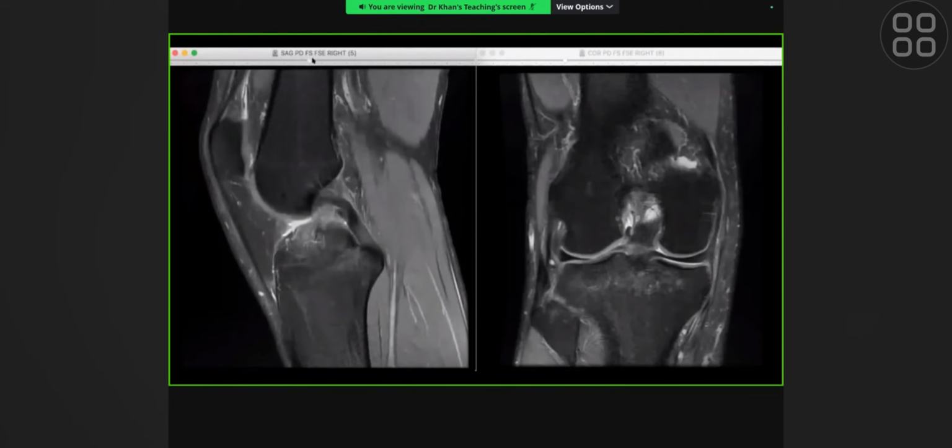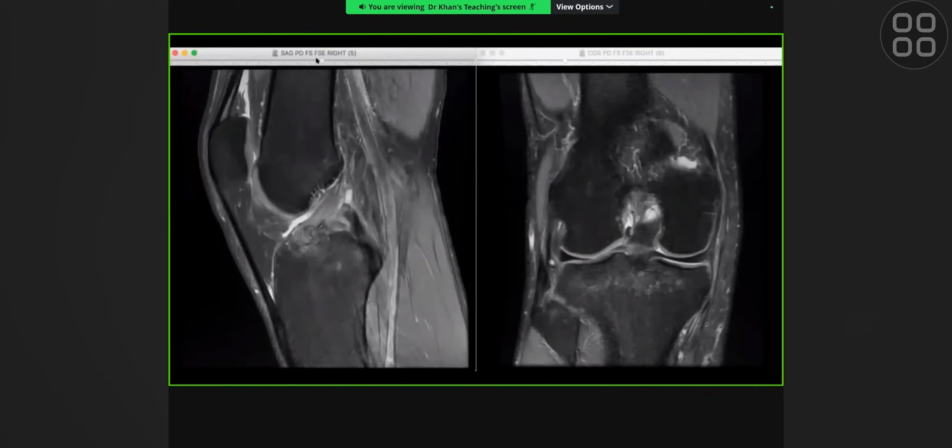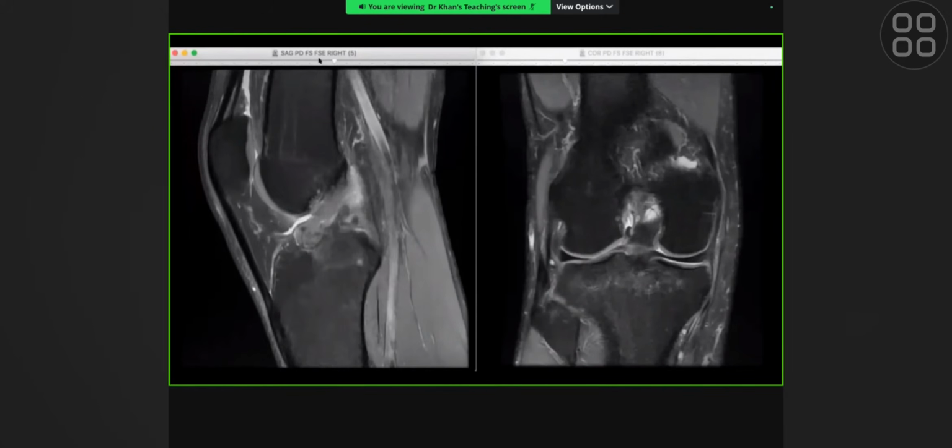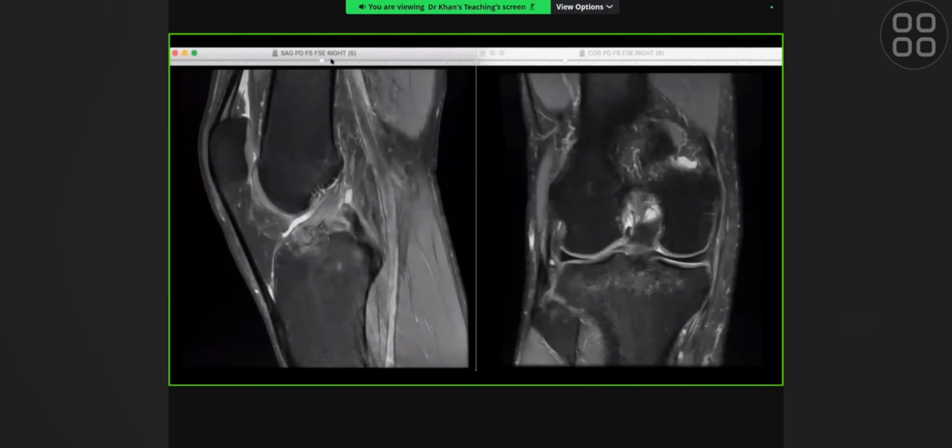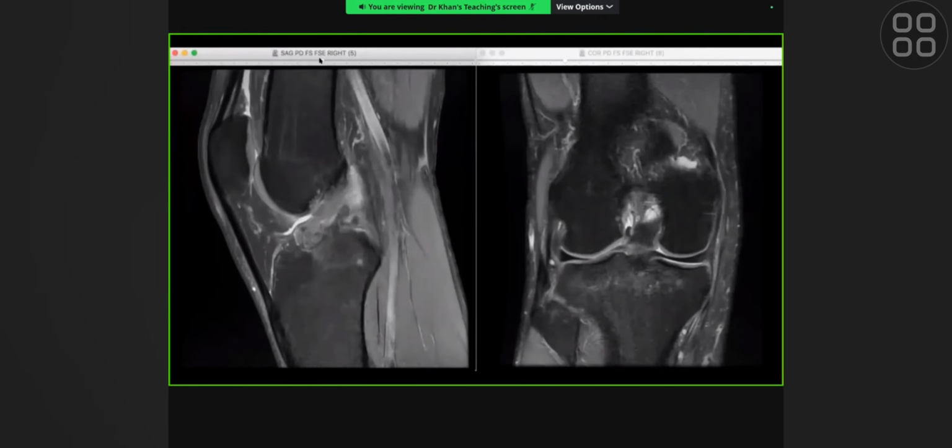Let me show the images. Okay, so I can see the PCL, which is intact. I'm just going to look at the ACL as well. Okay, so the ACL appears swollen and enlarged. There are bony contusions along the tibial insertion point of the ACL. So at the moment, I'm concerned about an ACL sprain. I'm just going to review the rest of the images.